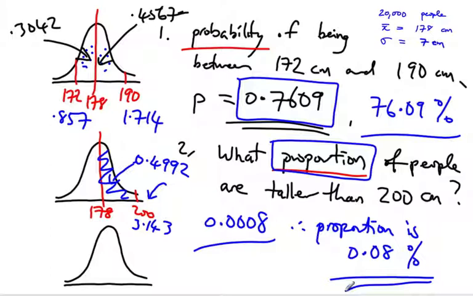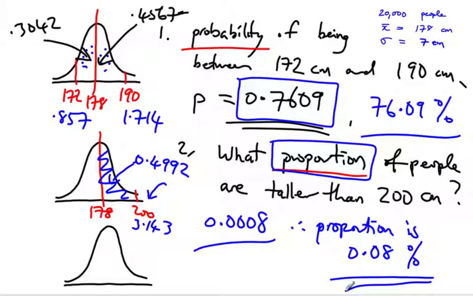76% of our survey were in that range. That's 3/4, a bit more than 3/4. How many people were surveyed? 20,000. That means a bit more than 15,000 people must have been in that range, because 76%.